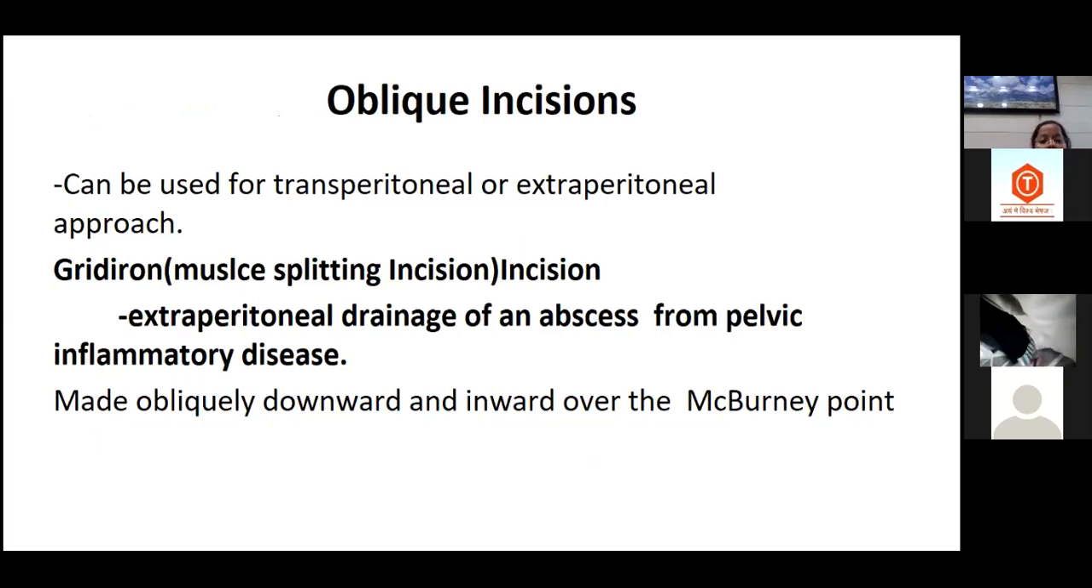Oblique incisions can be used for transperitoneal or extraperitoneal approach. It can be a gridiron muscle splitting incision, which can be used for extraperitoneal drainage of an abscess from pelvic inflammatory disease, made obliquely downwards and inwards over McBurney's point.